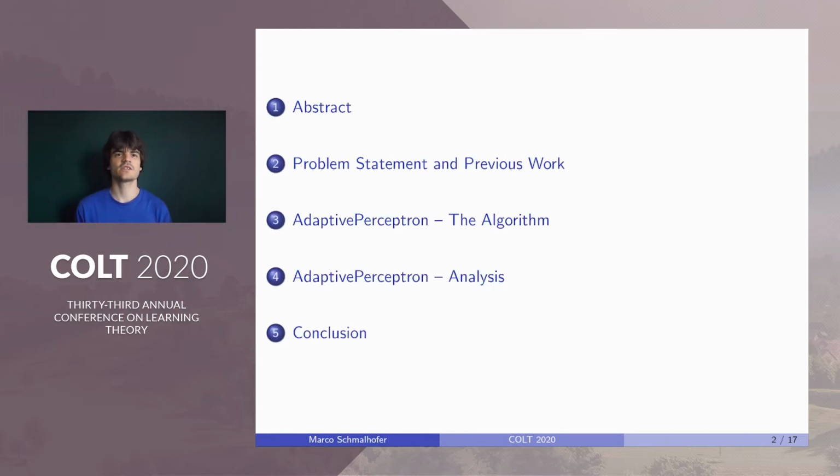Now let's first consider a quick overview of this presentation. First, I will summarize the results of our work in an abstract. After that, I will give you a short introduction to the considered problem, which will also contain previous research results. Then in section 3, we motivate and present our algorithm, whereas in section 4, we give an outline of the proof of our main theorem.